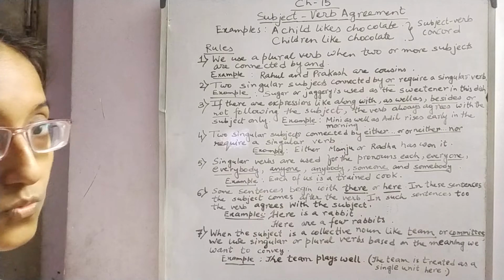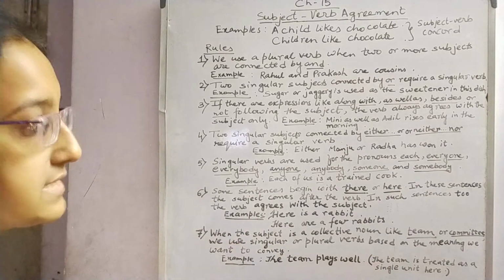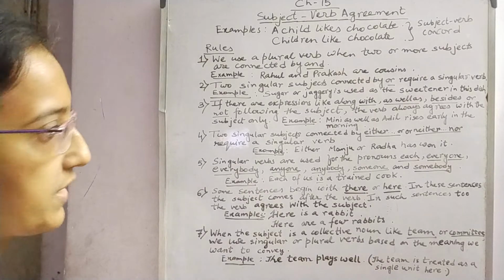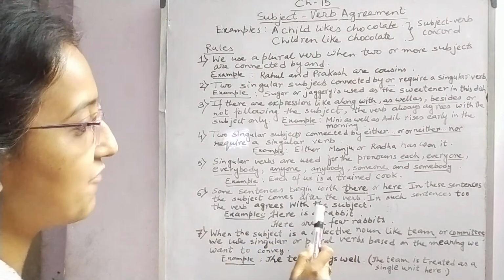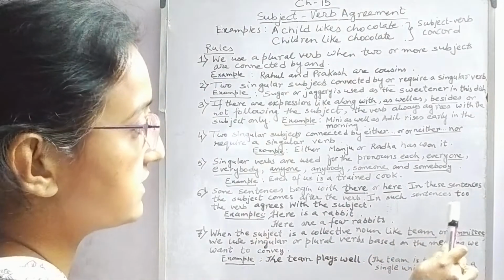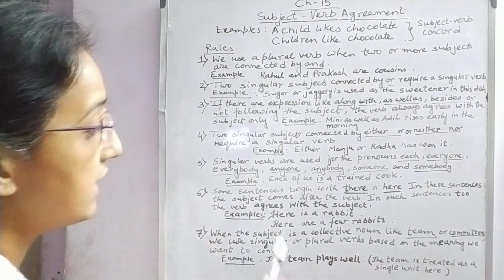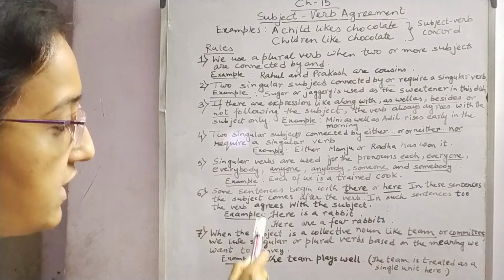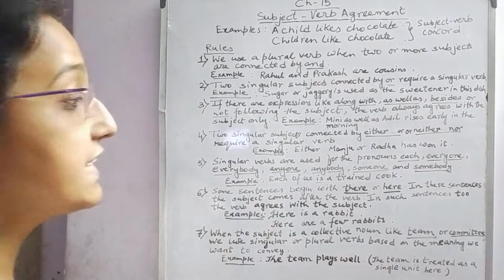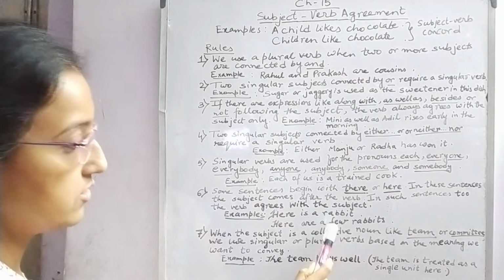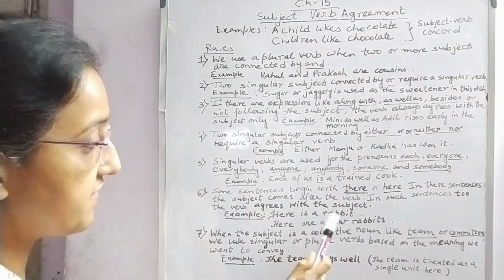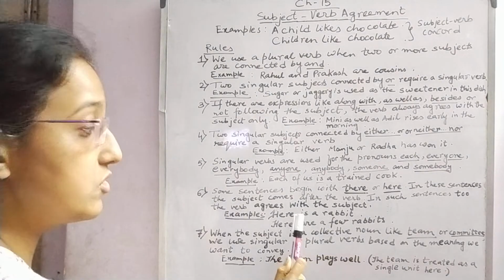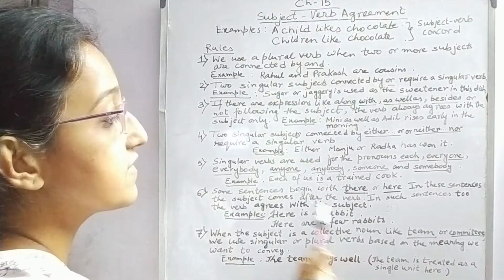Now the second last rule or the sixth rule. Some sentences begin with there or here. In these sentences, the subject comes after the verb. In such sentences too, the verb agrees with the subject. I have written two examples on the board. In both examples, the starting word is here. Here is a rabbit. The subject is coming after the verb is. Since the subject is singular, the verb is also singular. The verb agrees with the subject rabbit.